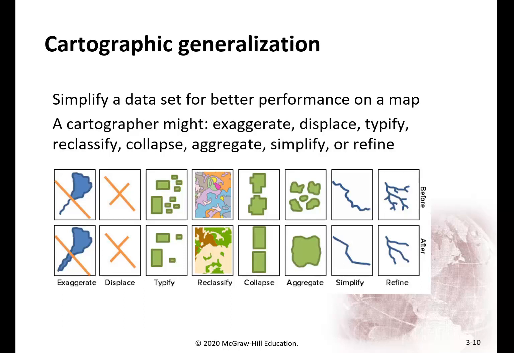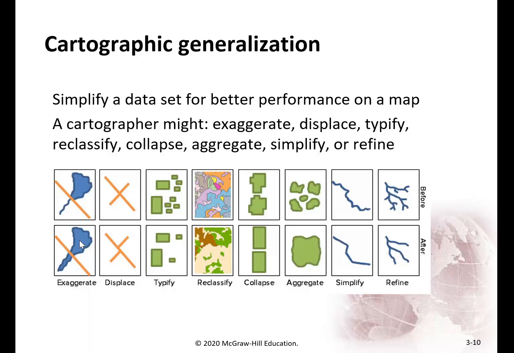And so when we are shuffling between the different data that we have access to, often we are going to have to simplify our data sets for better performance, not only loading and downloading something on a web map, but also visual performance on a map. So the process of simplifying these data sets is often referred to as cartographic generalization. To simplify our data and make it more user-friendly, cartographers will often use the following techniques: exaggeration, displace, typify, reclassify, collapse, aggregate, simplify, or refine the data. Let's take a look at them individually.